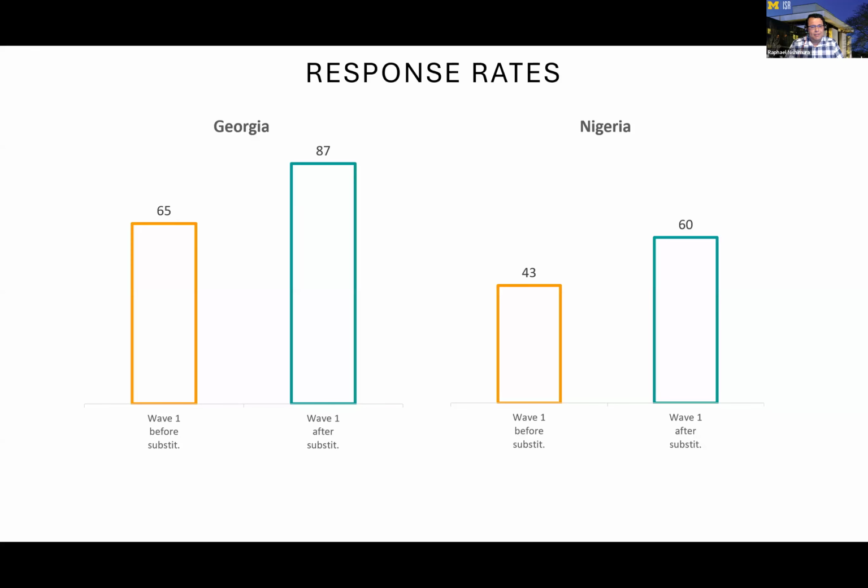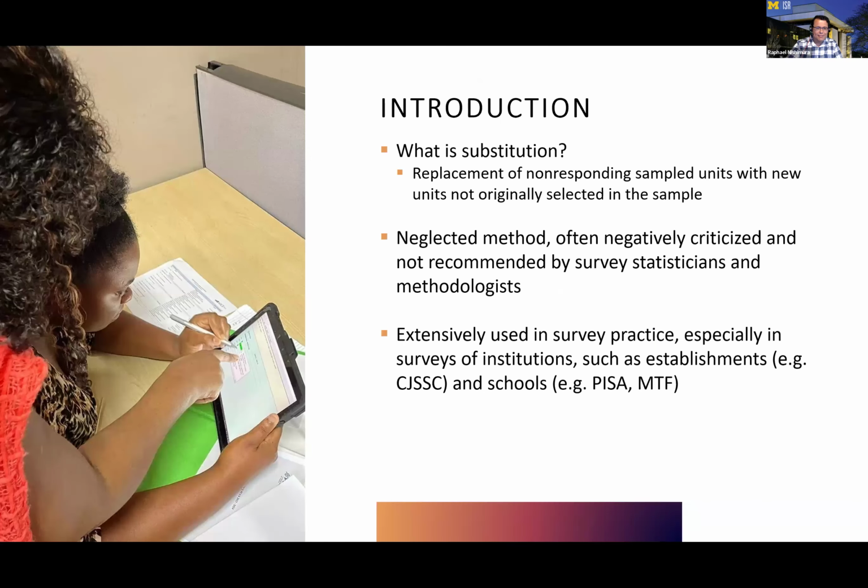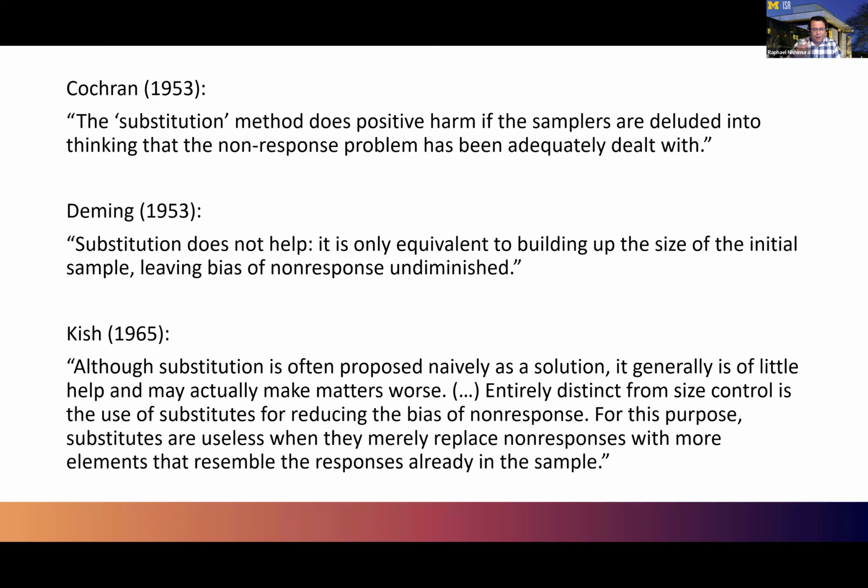So this is something that I did in my dissertation. What I found is that random substitution, remember how I mentioned at the beginning, those criticisms from those important statisticians about substitution, right? Their criticism applies to random substitution. That's something that I observed, that random substitution doesn't really address the non-response bias problem, right? You're just bringing into the sample, to put it in Kish's words, more elements that you already have in the sample, right? With random substitution, just by chance, you're selecting cases for your substitutes that are more of the same, and those cases also tend to be more likely to be respondents as well.